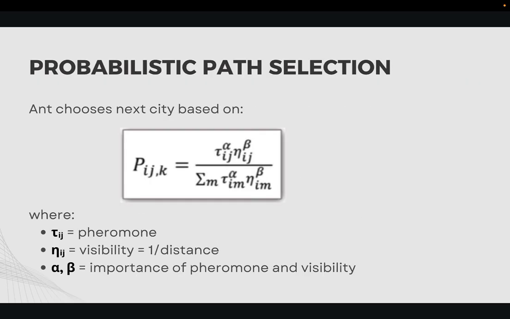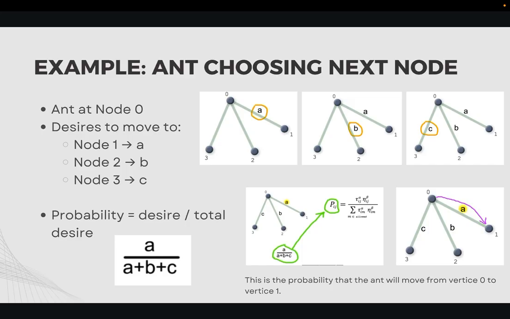This is probabilistic path selection, where ant chooses next city based on this formula, where it is the product of pheromone and visibility divided by the summation of product of pheromone and visibility. Here tau is the pheromone, eta is the visibility, that is 1 by distance, alpha and beta are the importance of pheromone and visibility. Asmitha will teach about the ant choosing next node.